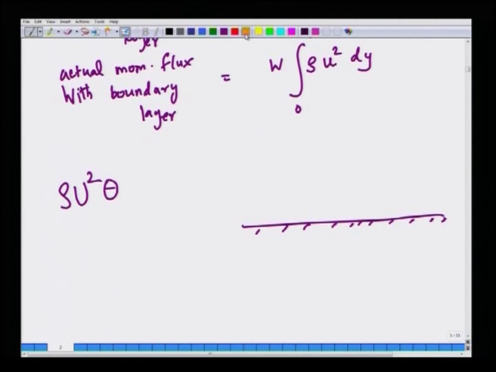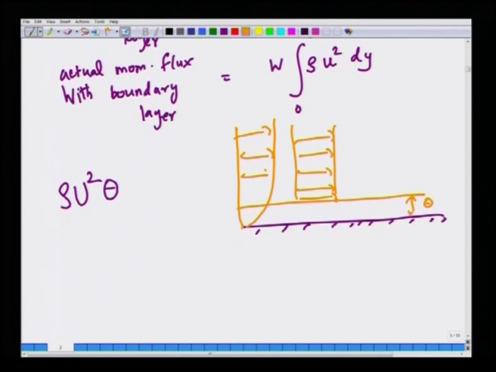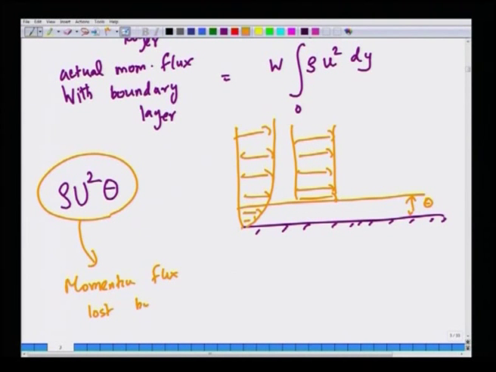Okay. Now, imagine that you are lifting by an amount theta, so that the approximate momentum flux calculated from potential flow up to this distance is the same as the actual momentum flux carried by the boundary layer. So, this is the momentum flux that is lost by displacing, that is lost here, because you have displaced the plate, the surface, by theta.